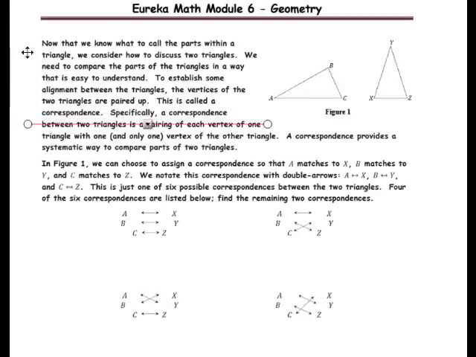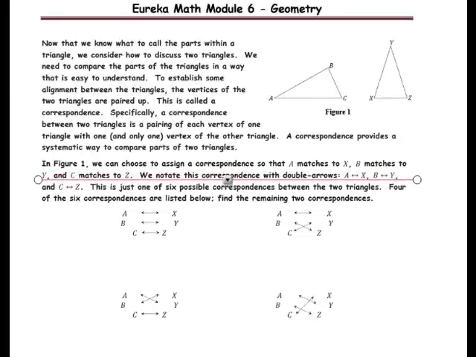Specifically, a correspondence between two triangles is a pairing of each vertex of one triangle with one and only one vertex of the other triangle. A correspondence provides a systematic way to compare parts of two triangles. In Figure 1, we can choose to assign a correspondence so that A matches to X, B matches to Y, and C matches to Z.